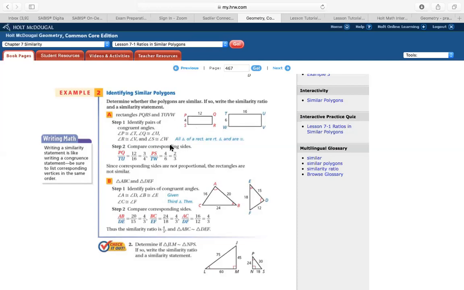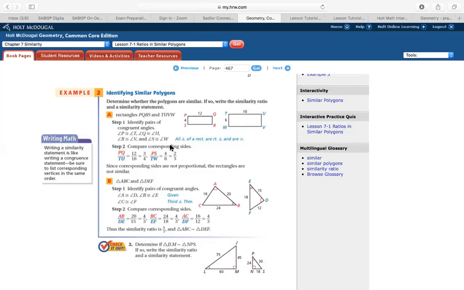Teacher, I have a question. Yes, tell me. Teacher, should we put big over small or small over big when we divide the sides? No, you should choose, for example, PQ and TU. So put PQ, 12, up and TU down.